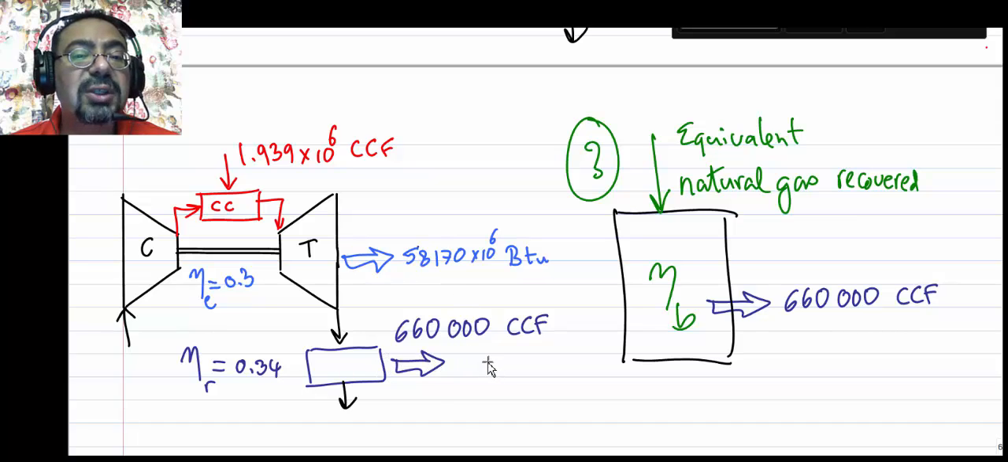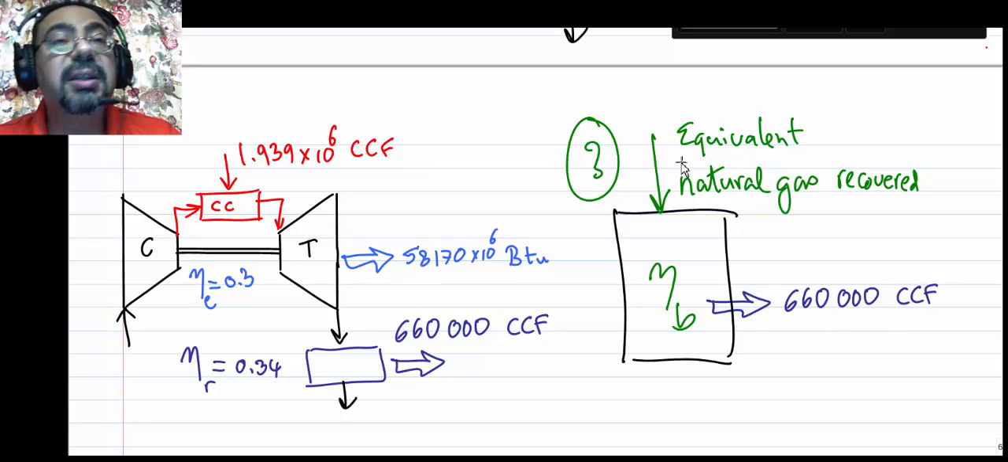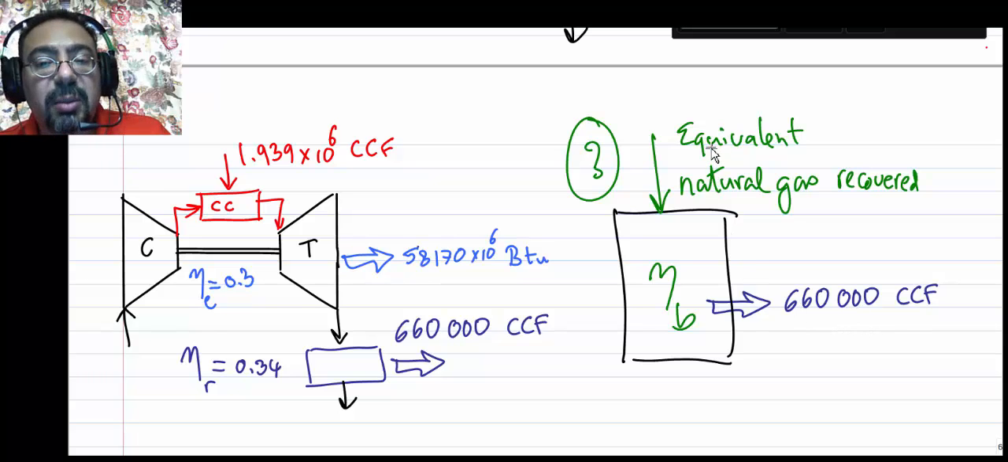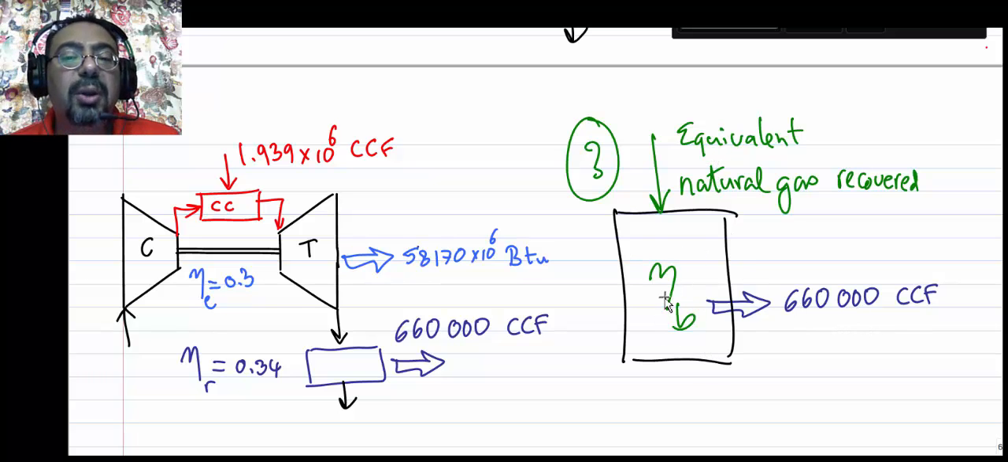That energy, if I had just got it from burning natural gas, without any power generation, just burning natural gas in a boiler, getting my 660,000 CCF, how much natural gas is needed? So that would be the equivalent natural gas recovered. When you put that system in and recover this much thermal energy, he's saying, well, how much natural gas did I save? Is it exactly this much? No, it's a little bit bigger.